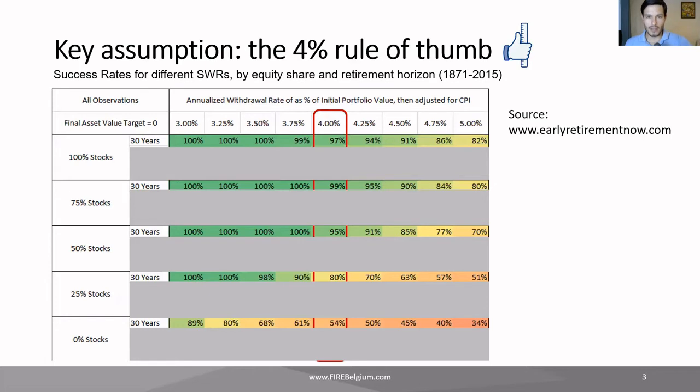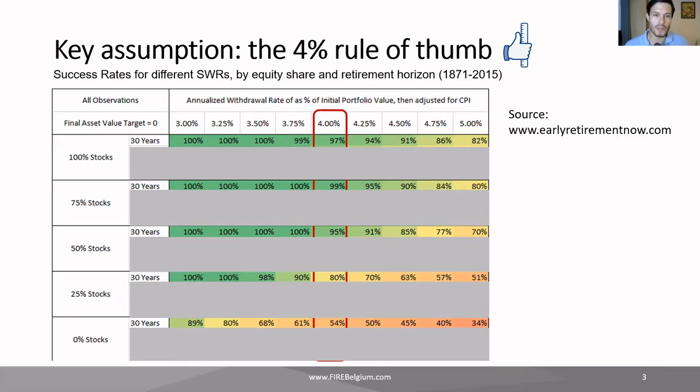And so in this table, we can see that he's looked at different types of portfolios, right? With 0% stocks, 25% stocks, 50%, 75, and 100% stocks in terms of asset allocation, and also various withdrawal rates, and then looking at what's the probability of success for each of those withdrawal rates for different time periods. So there's three variables in this case. There's the asset allocation, there's the time period, and then the safe withdrawal rate, and looking at the probability of success. So it's a lot of data, but I'm here to help you read this with me.